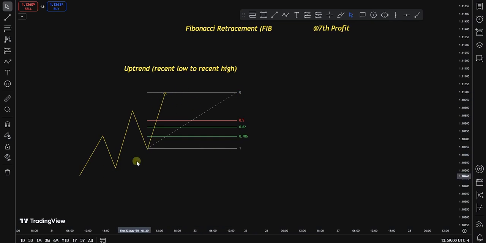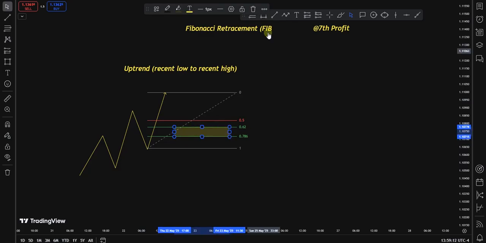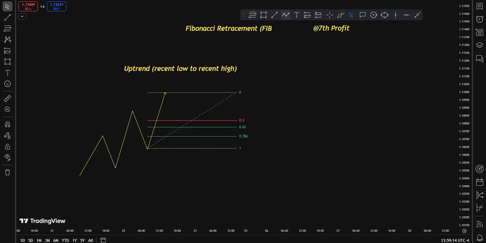So after you can identify your recent low and high, remember I said what? 0.62 and 0.786 is our golden zone, is our area of interest, right? So this is where we are going to be buying from.